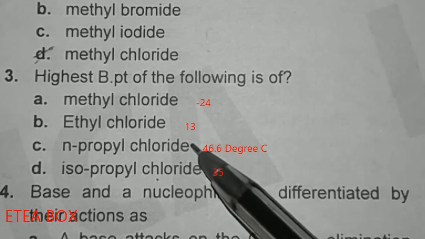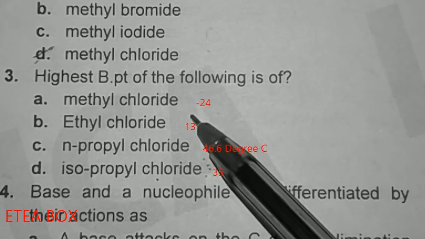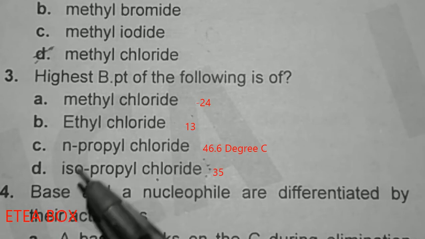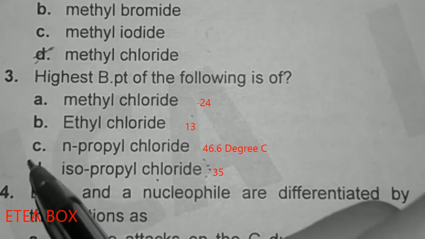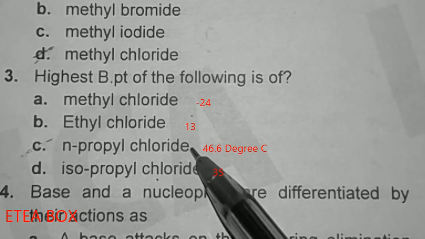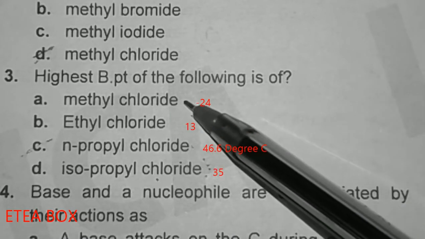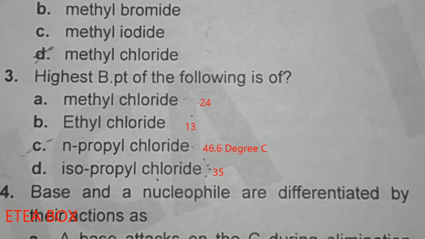Now let's see these three. As the number of carbon atoms increases, the boiling point also increases, so n-propyl chloride has the highest boiling point, and it has no branching, that's why it has the highest boiling point. And look here, methyl chloride has the lowest boiling point among these.